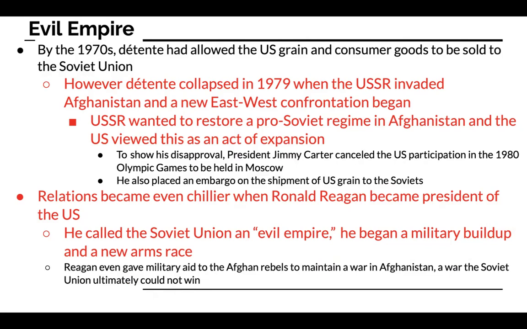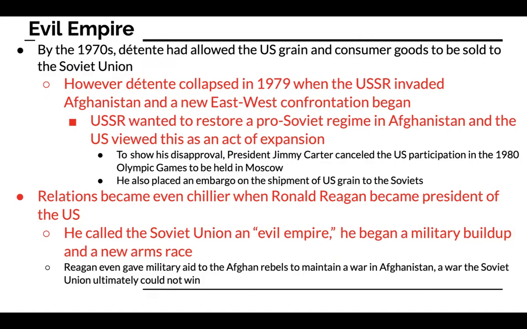To show his disapproval, President Jimmy Carter canceled the U.S. participation in the 1980 Olympic Games that were going to be held in Moscow. He also placed an embargo on shipment of U.S. grain to the Soviets, because the Soviets could not grow enough grain to feed themselves, the largest country in the world. They had to buy from us.